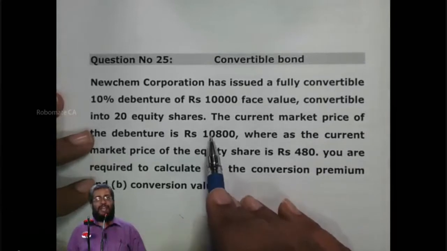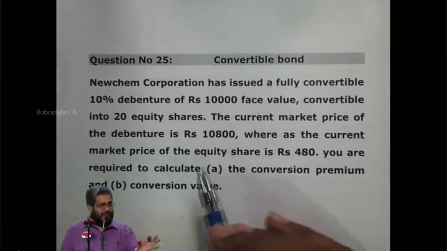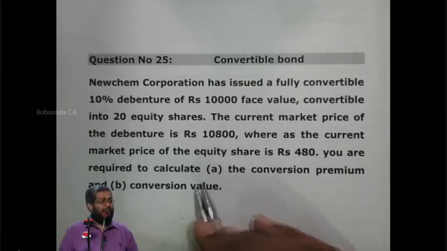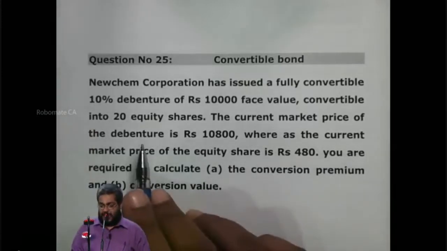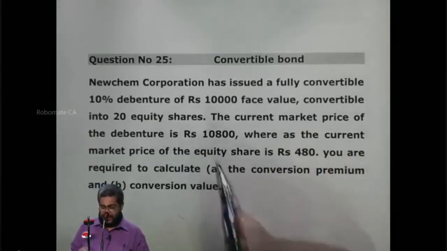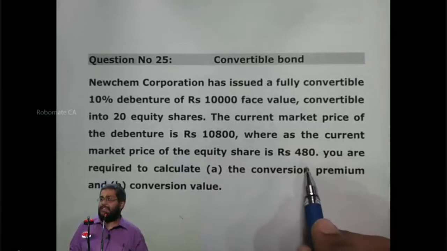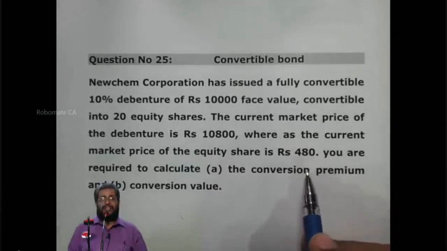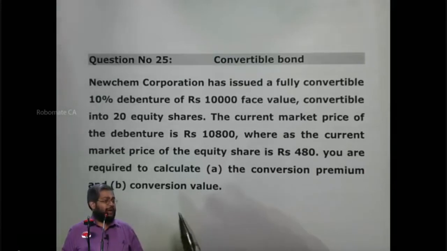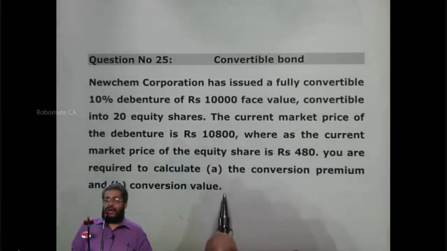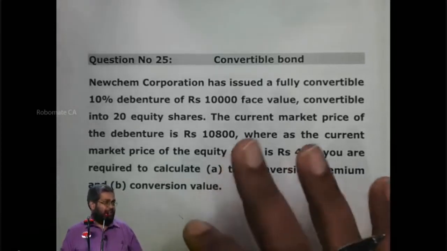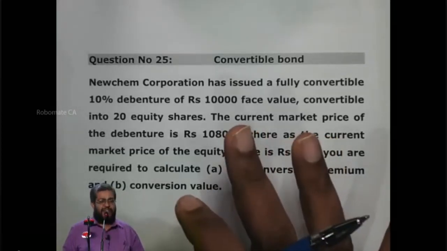The bond is trading at 10,800. When I buy the bond with 10,800, I am literally buying a bond having 20 shares underlying it. It is as good as buying a bond having 20 shares as an underlying asset. Every share today in the stock market is 480 rupees. Now the first question is conversion value. What is another meaning for conversion value? Stock value of the bond. If the bond is converted into shares today itself, how much in shares I'll be getting is what we call the conversion value. Can I proceed?